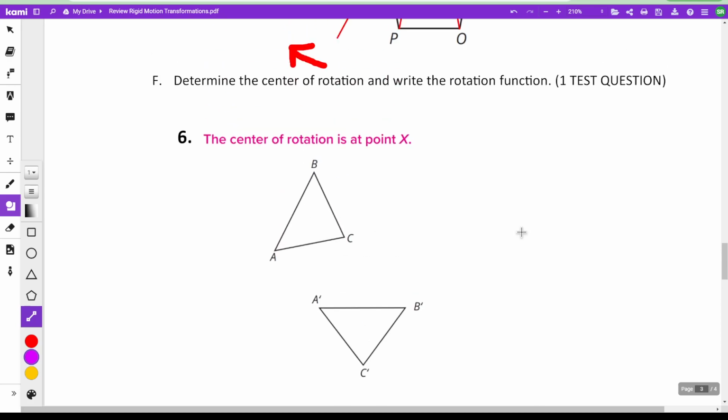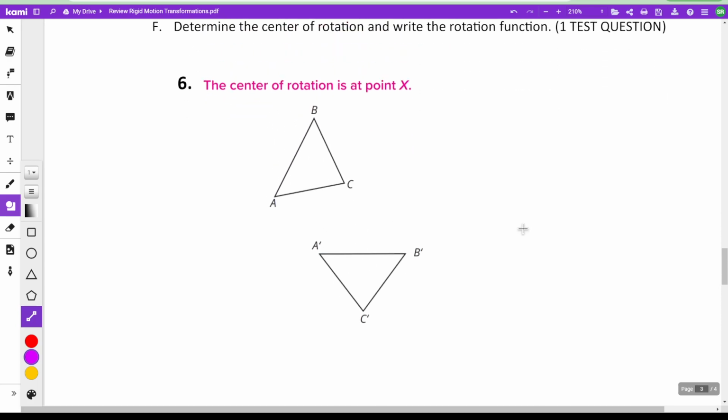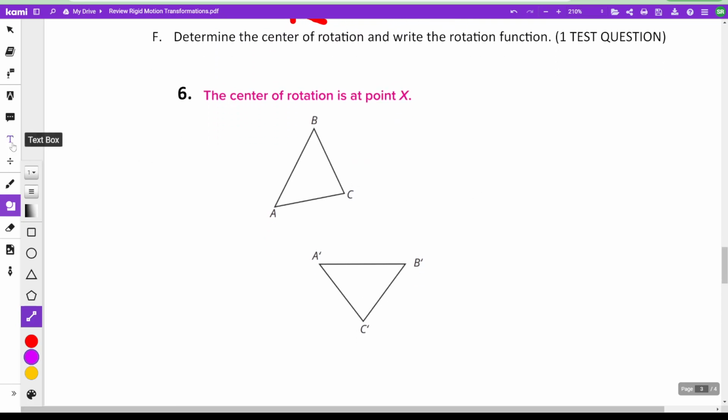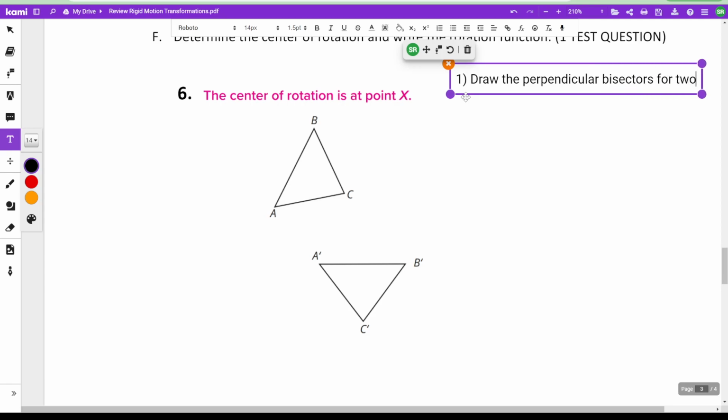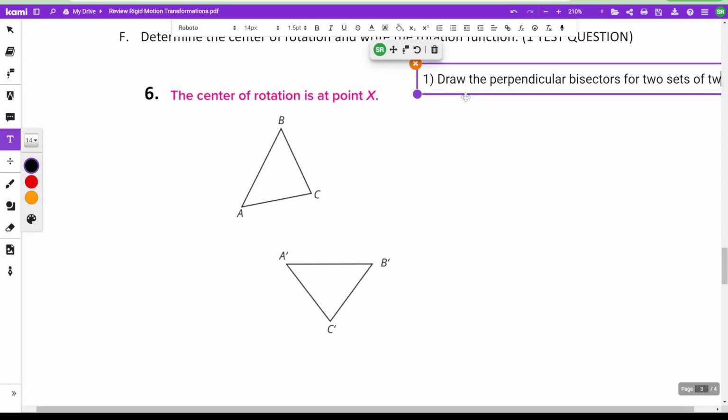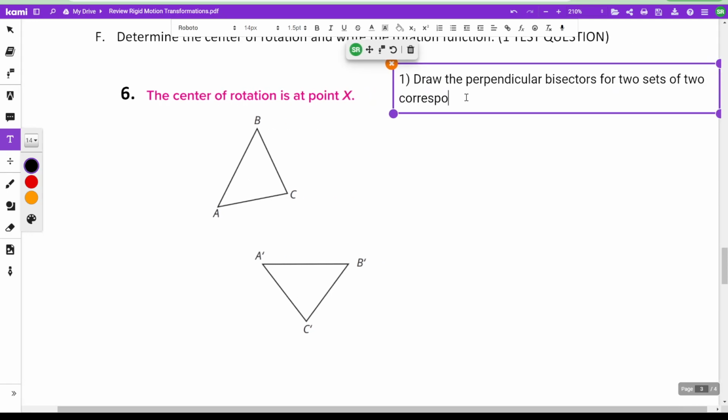Number 6 wants us to determine the center of rotation and write the rotation function. In order to do that, there's a few steps that we can follow here. I'm going to list those out for you. Step 1 is to draw the perpendicular bisectors for two sets of two corresponding points.